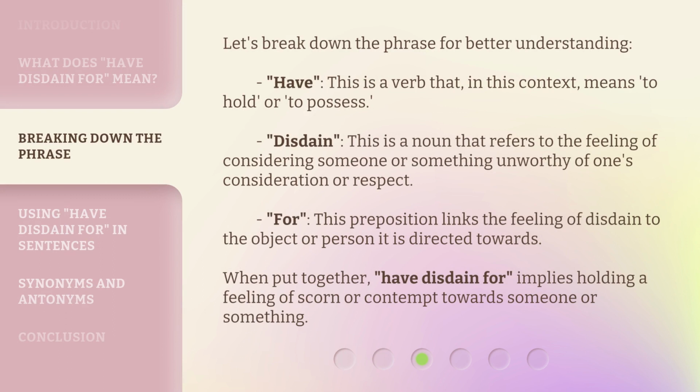Let's break down the phrase for better understanding. "Have": this is a verb that, in this context, means to hold or to possess. "Disdain": this is a noun that refers to the feeling of considering someone or something unworthy of one's consideration or respect. "For": this preposition links the feeling of disdain to the object or person it is directed towards. When put together, "have disdain for" implies holding a feeling of scorn or contempt towards someone or something.